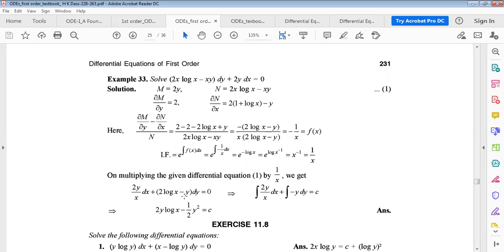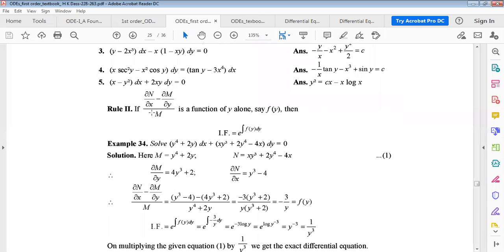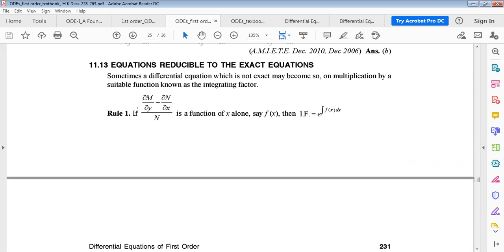Now you can take this as M and this as N; del M by del y equals del N by del x, so they will be equal. So we integrate M with respect to x, and the part of N free from x is integrated with respect to y. This sum will be the constant, and this will be the solution of the given non-exact differential equation. Similarly, for rule 2, we can solve this differential equation using this rule.